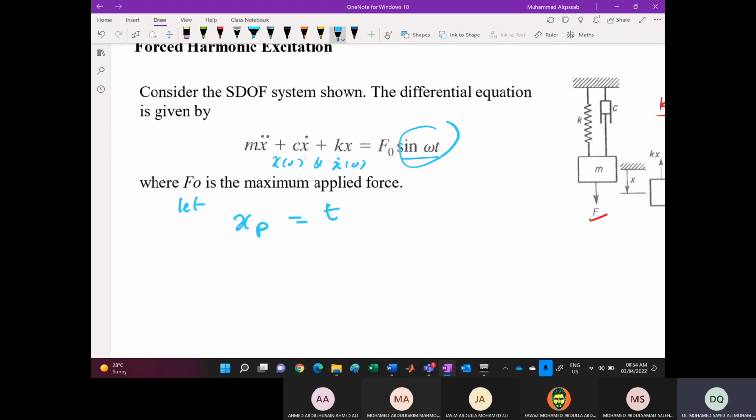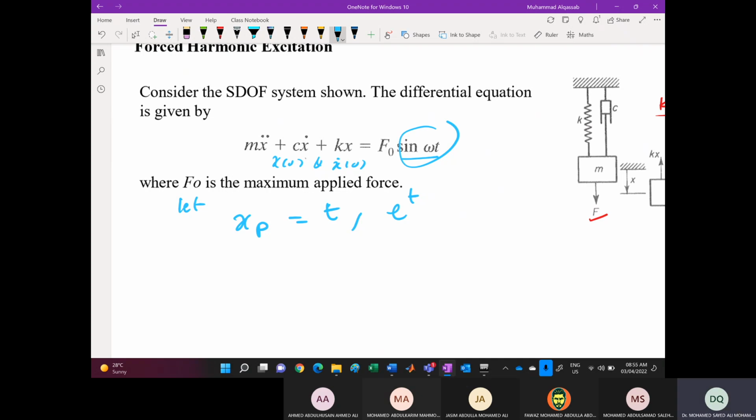Is this a solution? This is not a solution, because when you substitute in the differential equation, you will see that the right-hand side is not equal to the left-hand side. Then this is not a solution. Can we use exponential e to the power t? Again, no, because when you substitute, there is no exponential term on the right-hand side, then it will be 0.